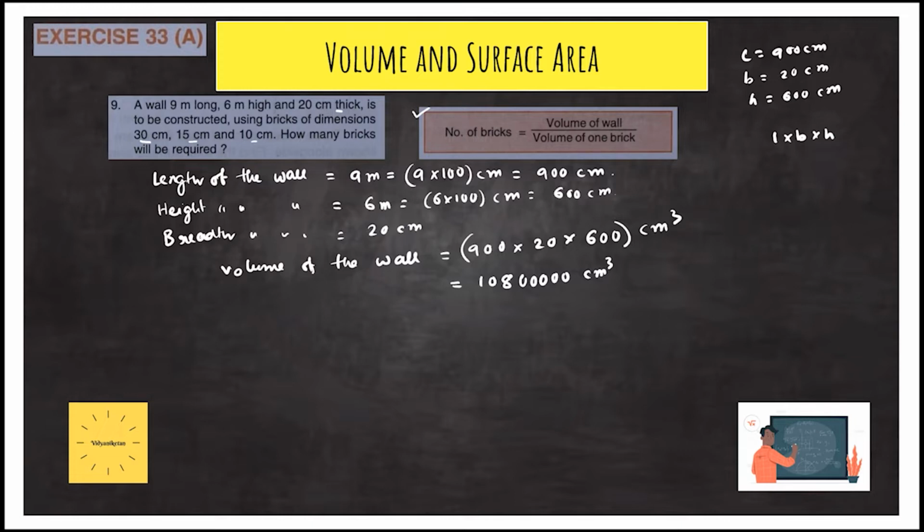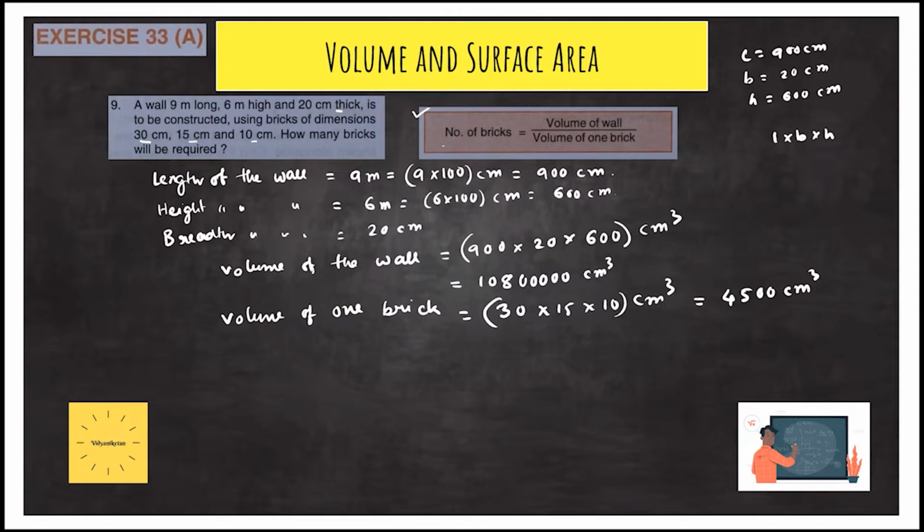Now volume of one brick. Volume of one brick is equal to, now the dimensions of brick are 30 centimeter, 15 centimeter and 10 centimeter. So 30 into 15 into 10, it is in centimeter cube. So the answer is 4500 centimeter cube. Now it is very easy.